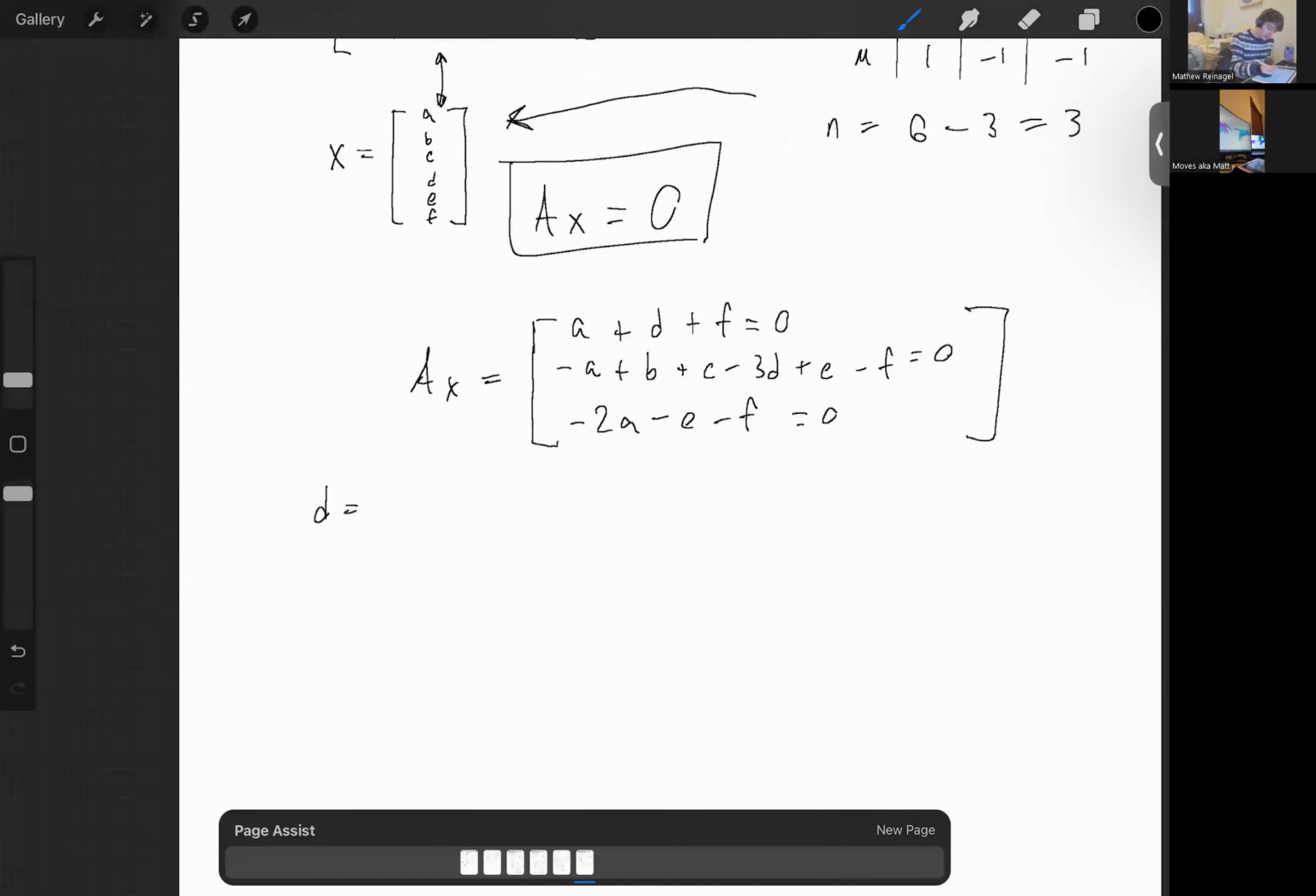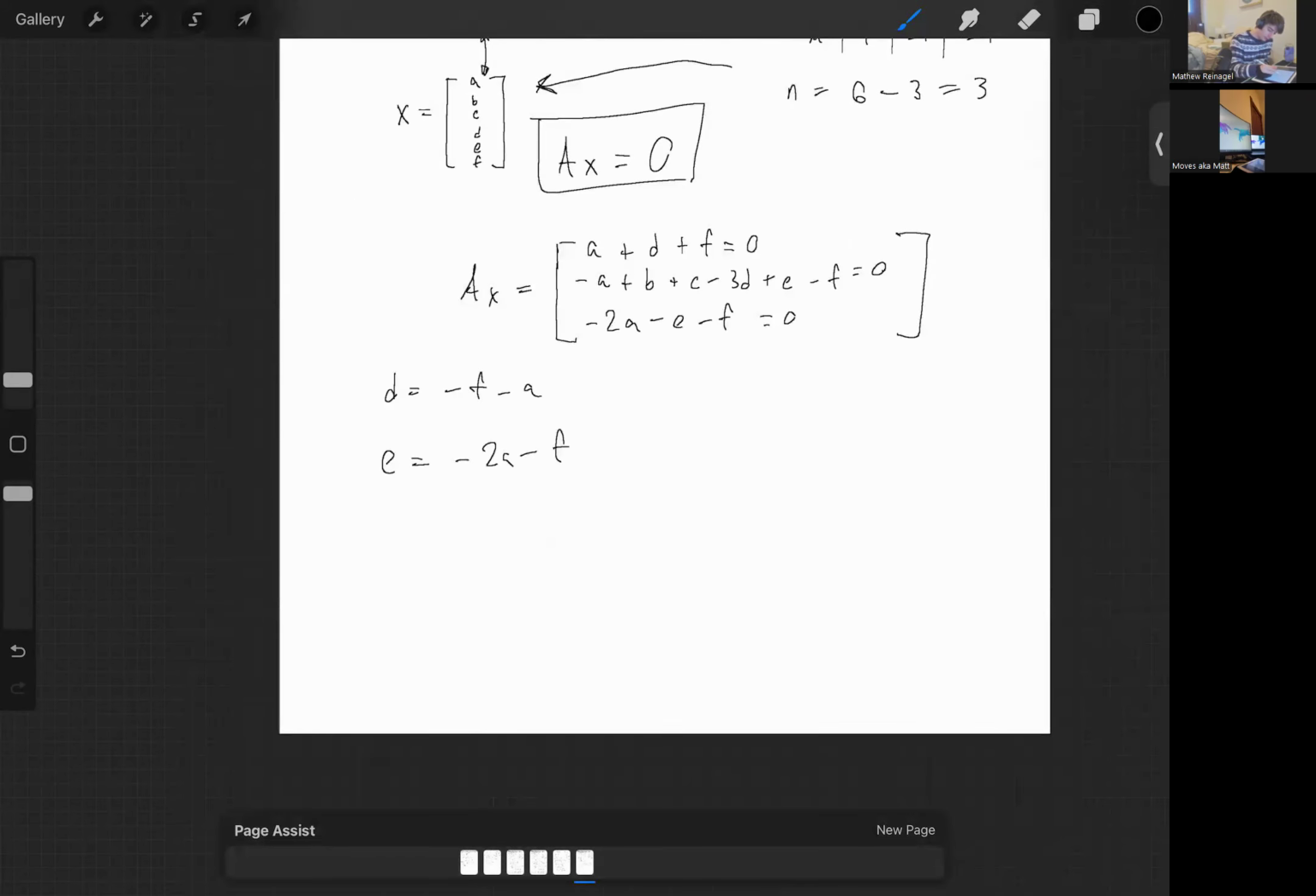We can say D equals negative F minus A. And we can do something pretty easy down here too. We can say that E equals, if we shift F in 2A, that becomes positive, but we have to flip it because it's negative. So this is negative 2A, negative F.